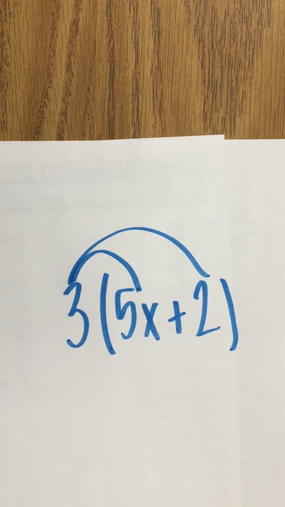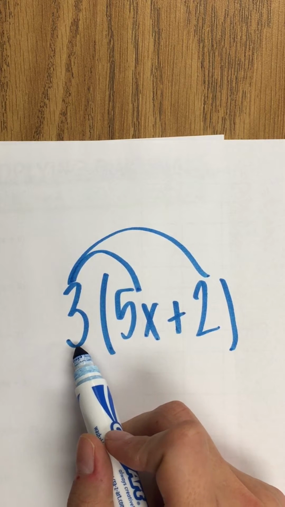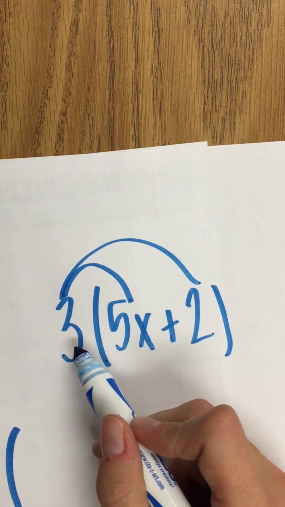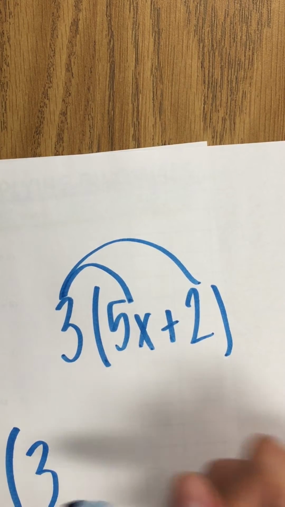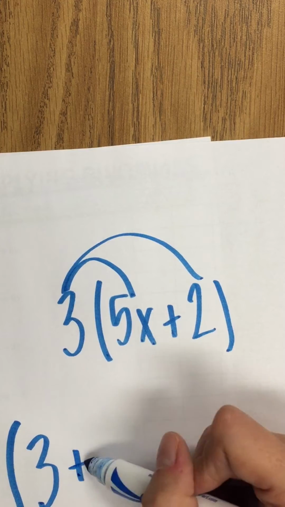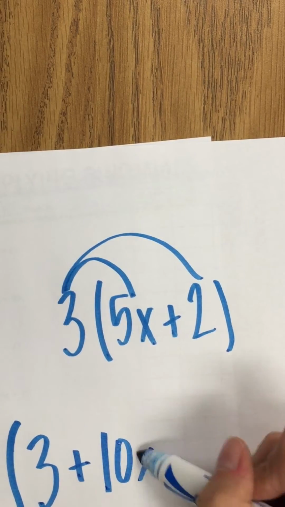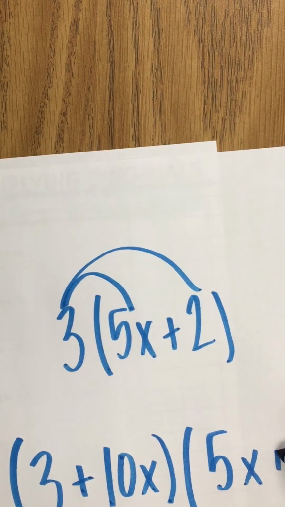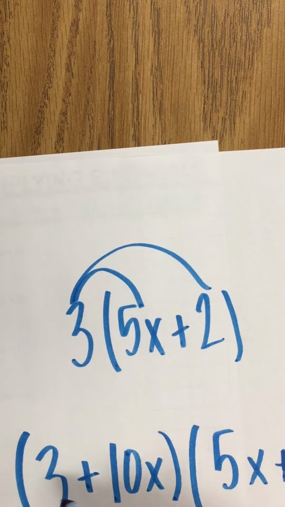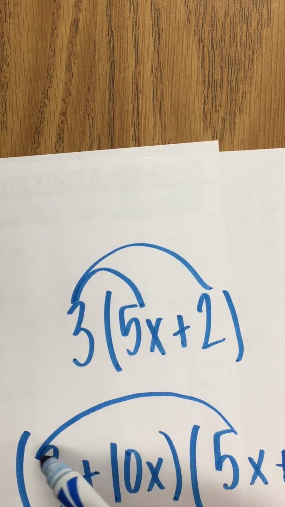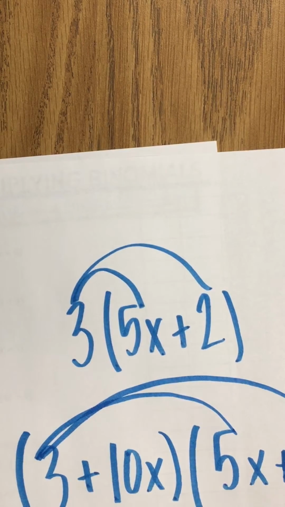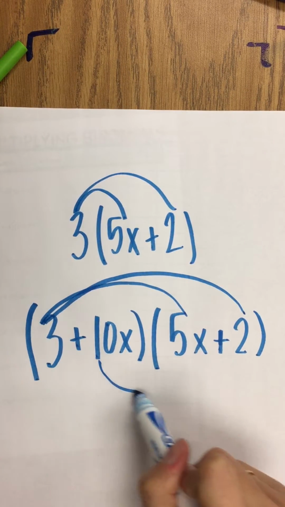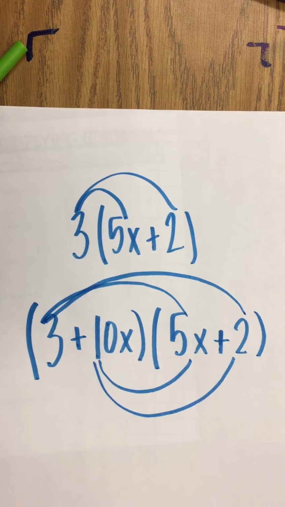So here's what happens when instead of just having one person on the outside of the parenthesis, you have 2. So let's say that 3 stays, but his friend, let's go with 10x, is with him. So they're both outside of the parenthesis now. So what happens is, not only do we do 3 and 5x and 3 and 2, but we also need to do 10x and 5x and 10x and 2.